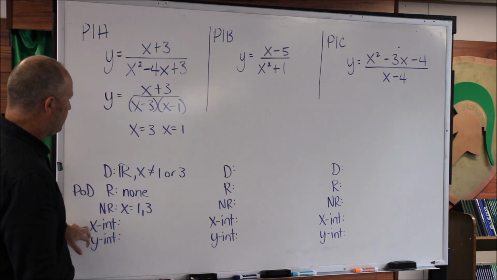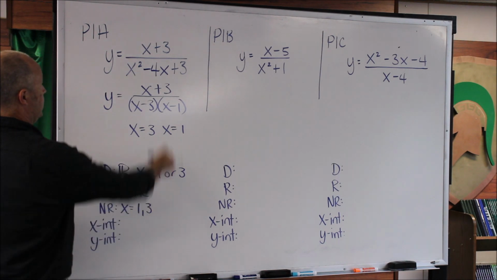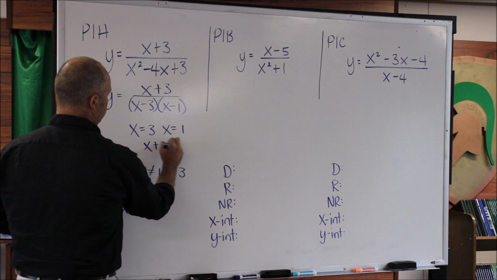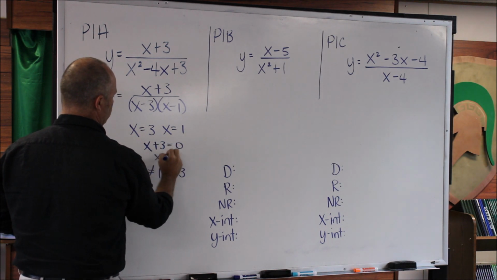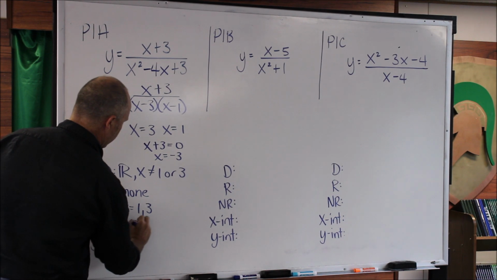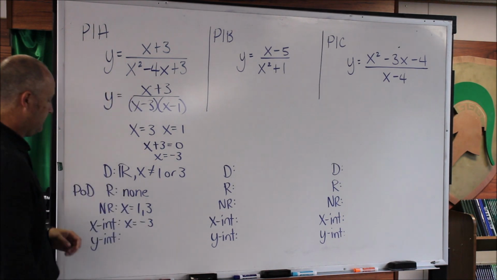Then the x-intercept, the way that we're going to find this is we're going to take the numerator and set the numerator equal to 0. So x plus 3 equals 0, so x equals negative 3. So the x-intercept is going to be at x equals negative 3.